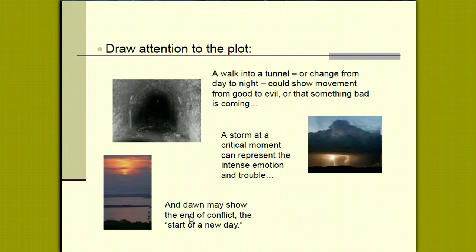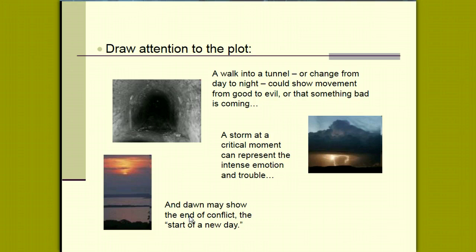Symbols might draw attention to the plot, right? If suddenly the characters are going down into a tunnel and it's getting darker, it could show movement from good to evil, that something bad is coming. Edgar Allan Poe is great at that, right? In The Cask of Amontillado, the character is being led slowly deeper and deeper into this dark, dark catacomb as he gets closer to his own death. And he's being led into the darkest part of the plot by the man he thinks is his friend. All right, so that dark tunnel represents his own death and the darkness of his friend's soul.